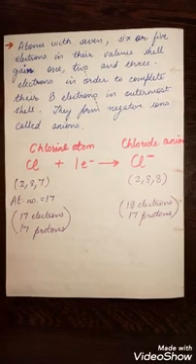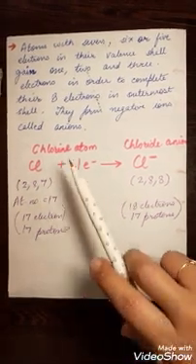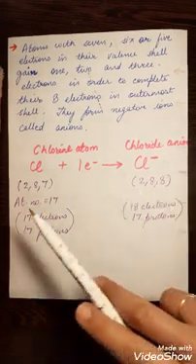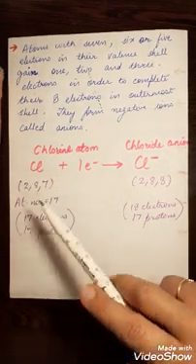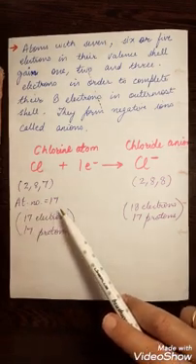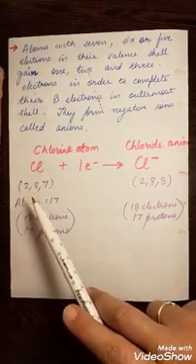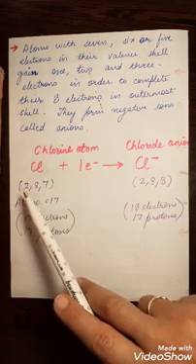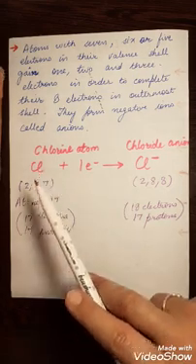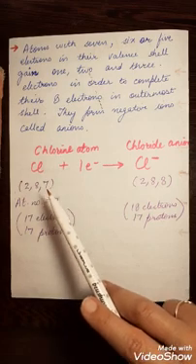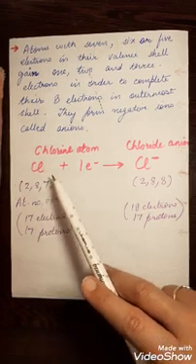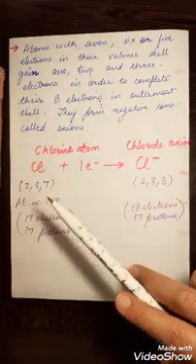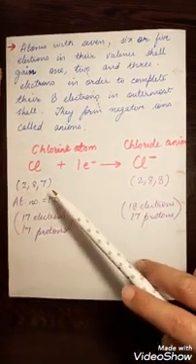Okay. Now let us understand the conversion of chlorine atom into chloride anion. Chlorine atom is given. Its atomic number is 17. So its electronic configuration will be 2, 8, 7. 2 electrons in K shell, 8 electrons in L shell and 7 electrons in the M shell. Over here we can see there are 7 electrons in the valence shell or in the outermost shell.